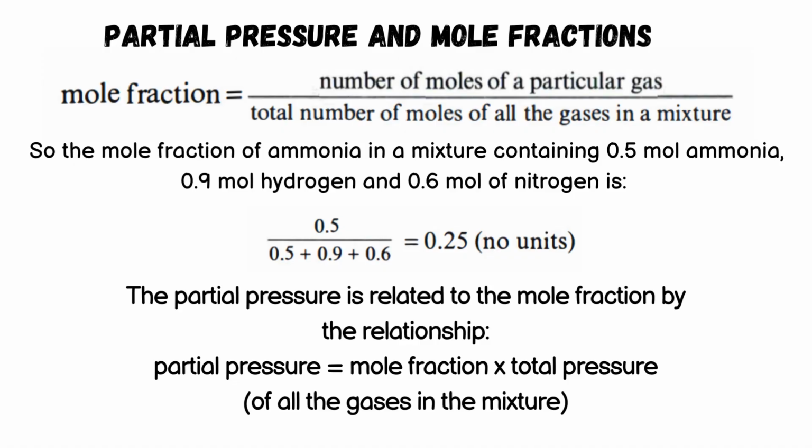Partial pressure and mole fractions. Mole fraction equals number of moles of a particular gas over total number of moles of all the gases in a mixture. So, the mole fraction of ammonia in a mixture containing 0.5 mole ammonia, 0.9 mole hydrogen and 0.6 mole nitrogen is 0.5 over 0.5 plus 0.9 plus 0.6 equals 0.25. No units. The partial pressure is related to the mole fraction by the relationship partial pressure equals mole fraction times total pressure of all the gases in the mixture.